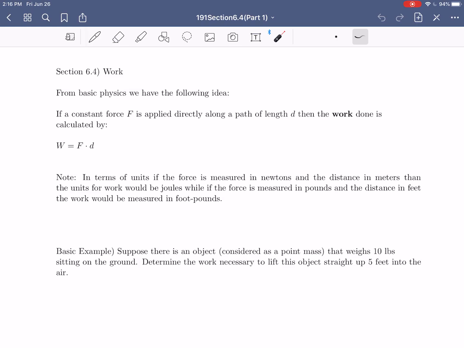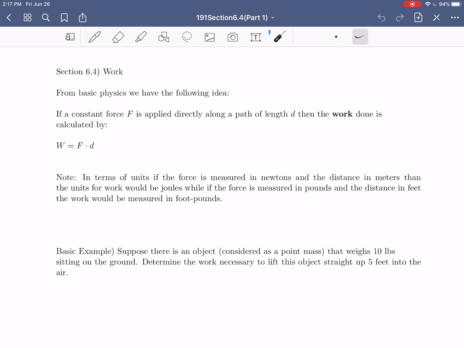In your textbook, you'll see some mentions also of work done by things like springs and a famous mathematics/physics theorem, which is called Hooke's law. We're not going to be covering any of that. We're just going to be focusing on the work done to lift objects of different weights, different heights. So let's get into our investigation here.